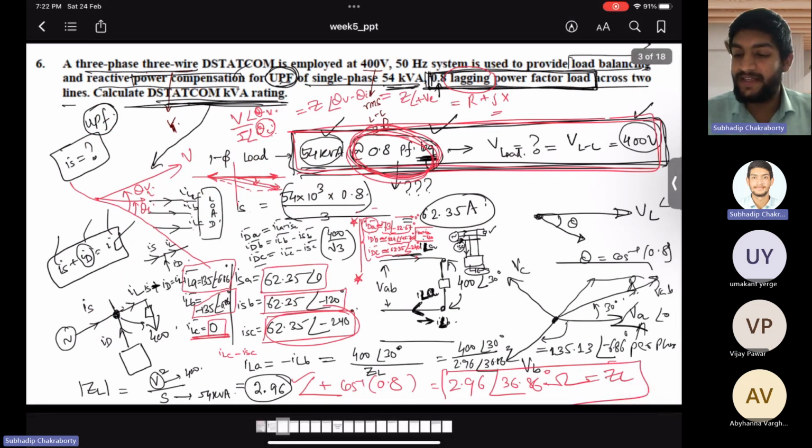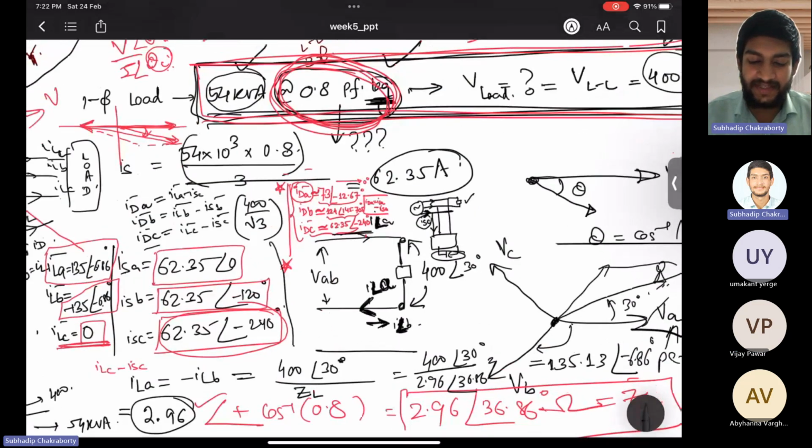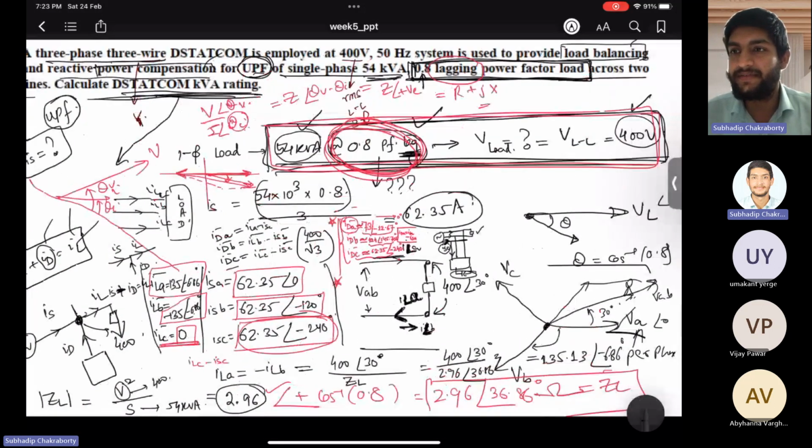So that was the main purpose of taking this problem. That's why we did so much hard work in calculating individually the load currents as well as the source currents. Otherwise, I could have only taken the reactive component of the load current and injected it with the DSTATCOM, as we discussed at the very beginning: 54 into 0.6 into 10 to the power 3, divided by 400, and injected with the DSTATCOM. That is not possible here because the DSTATCOM has to carry both active and reactive components in order to provide both these features, that is load balancing as well as power factor compensation. Understood?